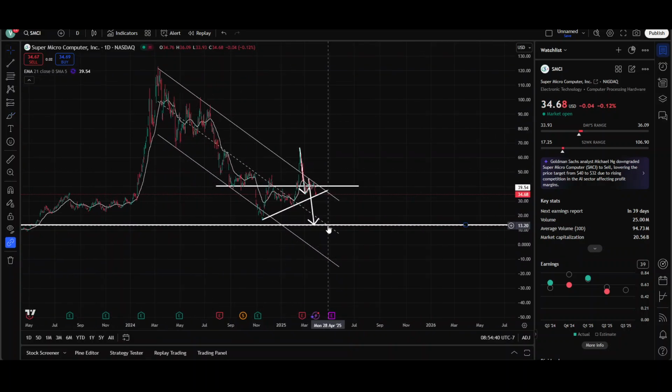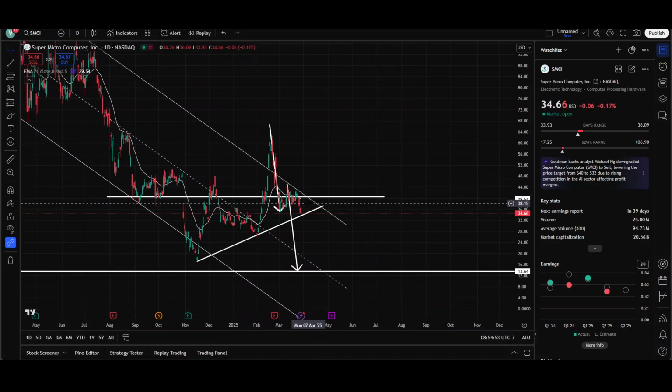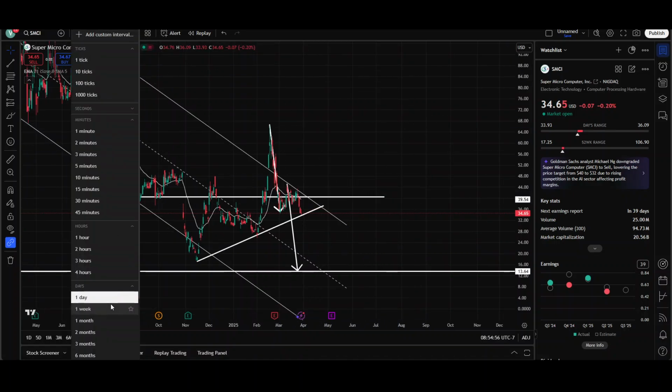So I'd be expecting lower prices for SMCI unless somehow price does bounce from this bullish trend line, get back above the $40 level, enter the mid 40s, then things can change. Other than that, most likely we're going to still see lower prices. So that's all I have for SMCI on the daily chart.